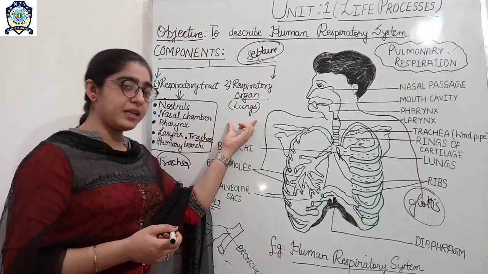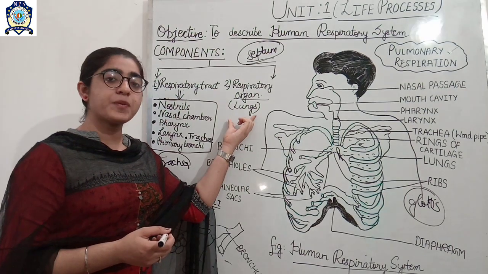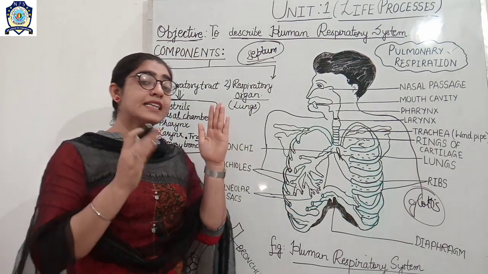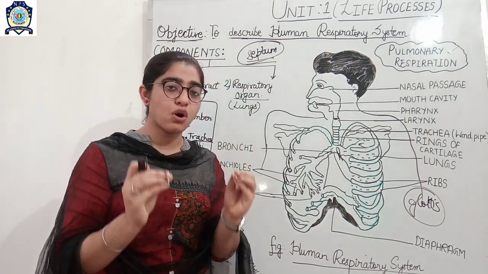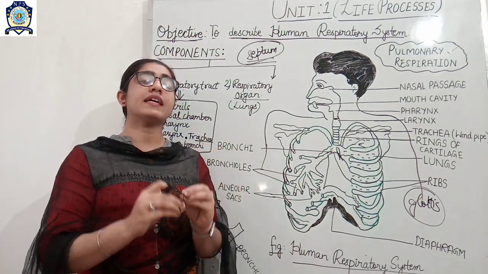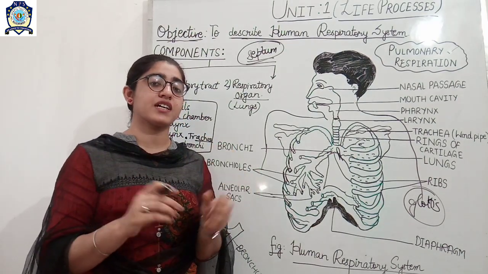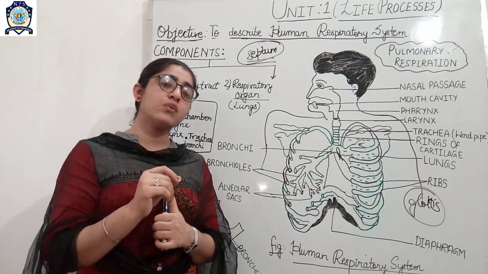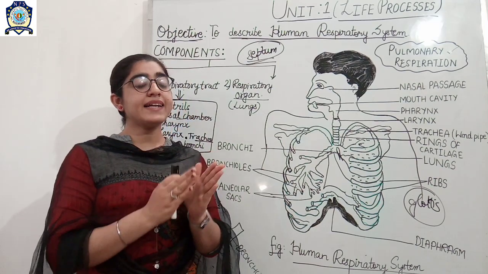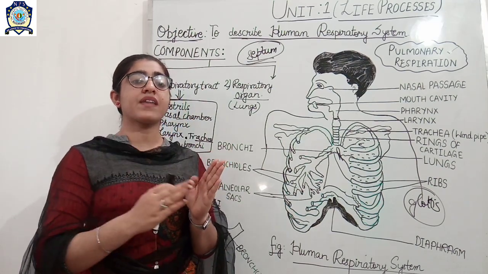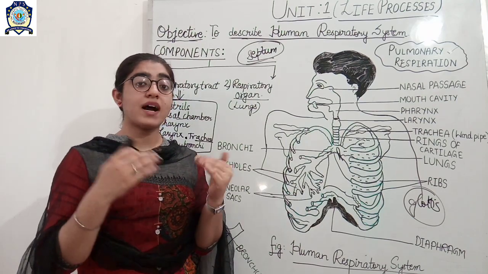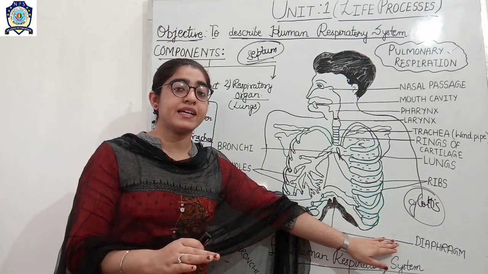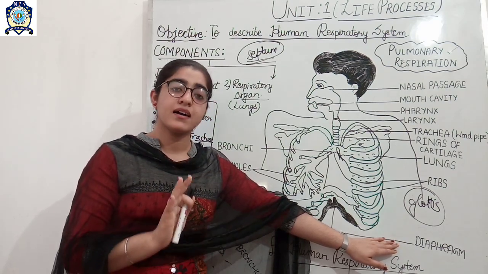Now come to the second component, which is the respiratory organ. And the respiratory organs are lungs. These are conical, soft, pinkish, and elastic in nature, and lungs are 2 in number. And always keep in mind that the right lung is larger than the left one. And why is the left lung smaller? Because the left side is accommodated by the heart.